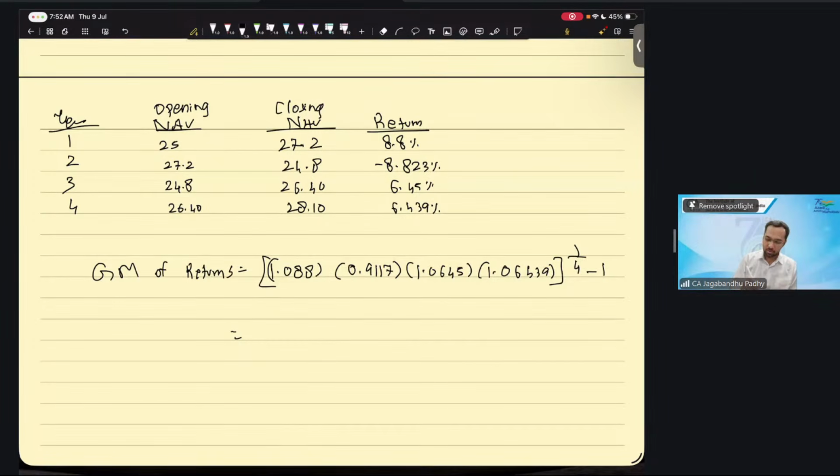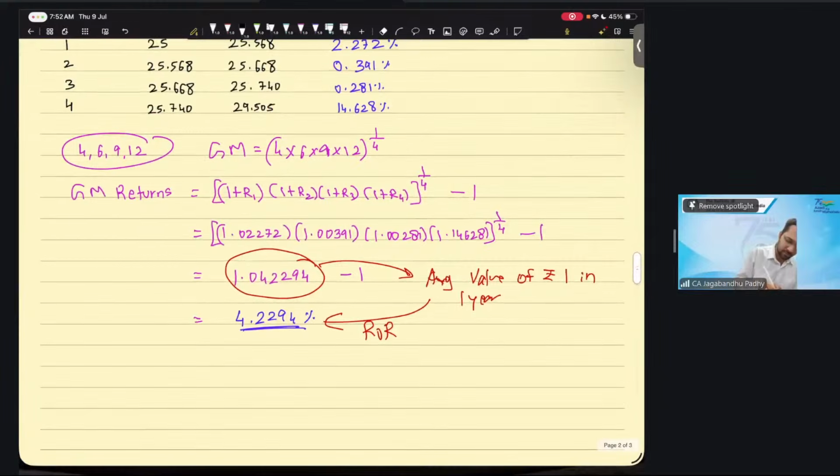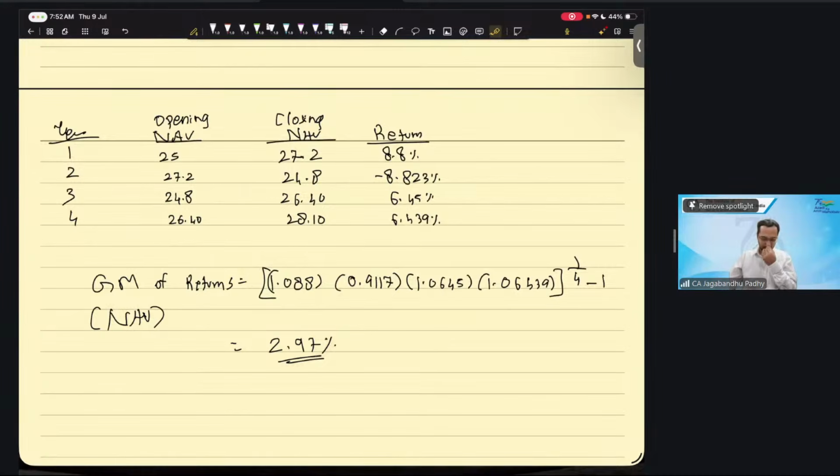Yeah, how much is it? 2.97%. That's the geometric mean of returns as far as NAV is concerned. And here it was as per the market price. So what we observe over here is that from the market price, if you would have invested, you're earning 4.23. And as far as the NAV is concerned, the overall geometric mean average return is 2.97%.